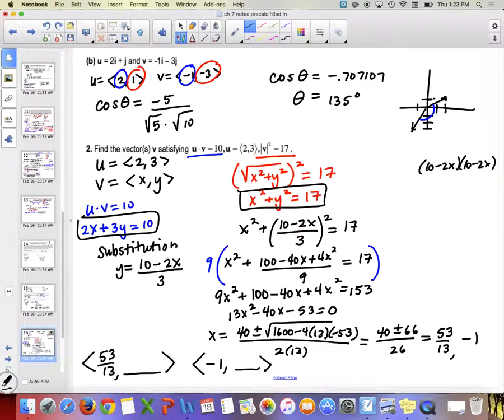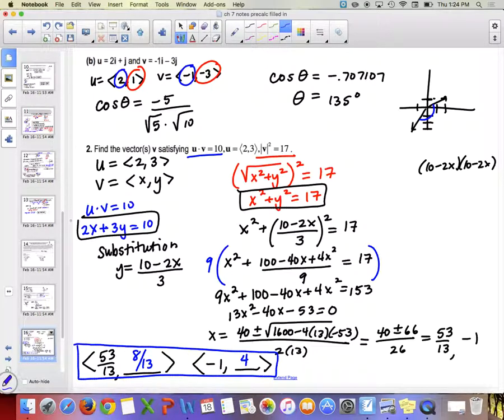So how do I find that y value? You plug it into any of those equations. So I would pick this equation right here. Do you guys see it? Y equals 10 minus 2x divided by 3. So when you plug it in there, you're going to have negative 2 times that answer plus 10. I'm doing it all on my calculator. You end up getting 8 over 13 for the y. So 53 over 13, comma 8 over 13. And when you plug in negative 1, you get 10 plus 2 is 12 divided by 3, so you get 4. Those are your two answers.